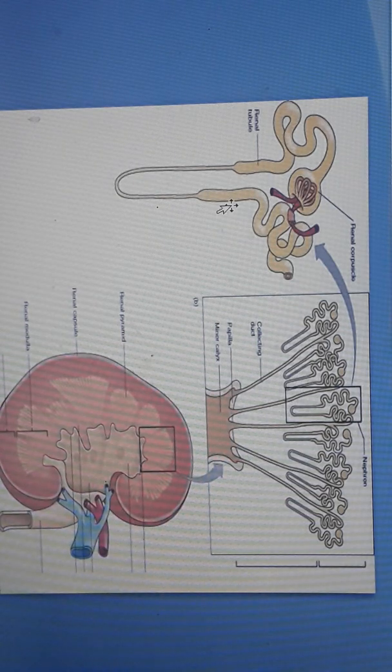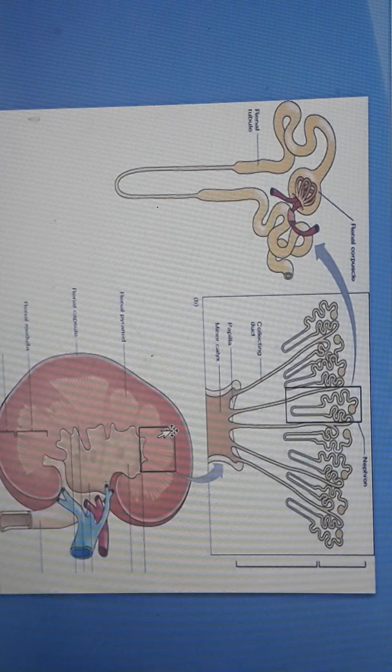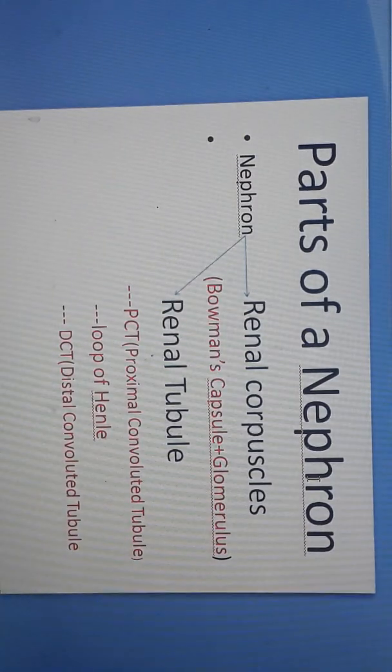For the formation of urine, there are more than 1 million nephrons in the kidney. A nephron is the basic structural and functional unit of kidney. It is microscopic in nature. If we magnify this region of the kidney, the nephrons are clearly visible. They are composed of renal corpuscles and renal tubule.